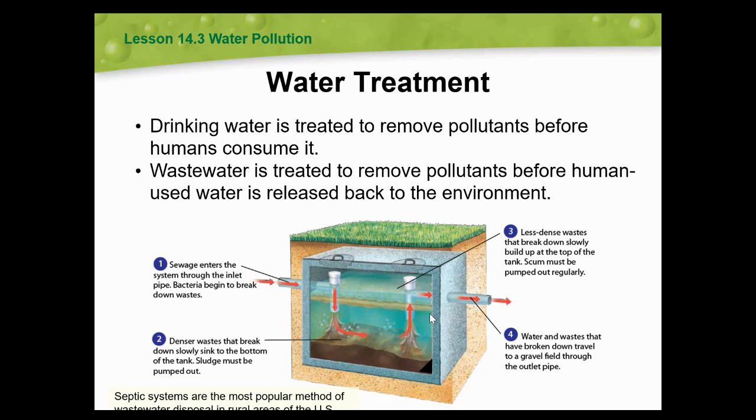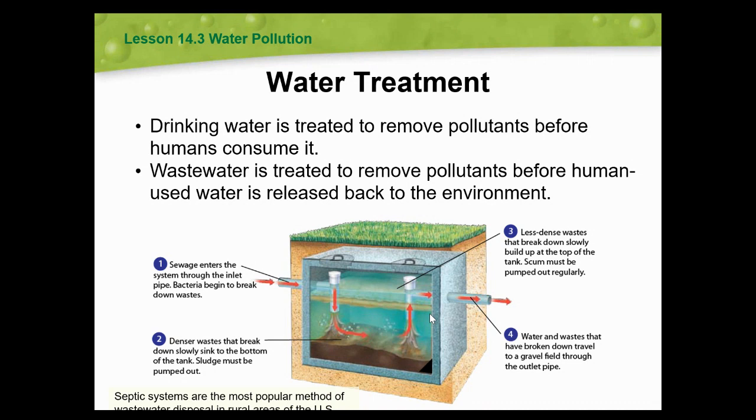Denser wastes that break down more slowly will sink to the bottom of the tank just by gravity. And this sludge must be pumped out of the tank. This is why if you have a septic system or a septic tank, it's got to be pumped every 5 to 10 years. Less dense waste that breaks down slowly can build up on top. That scum has to be pumped out regularly as well. So you've got 2 areas that we're going to have to pump out.